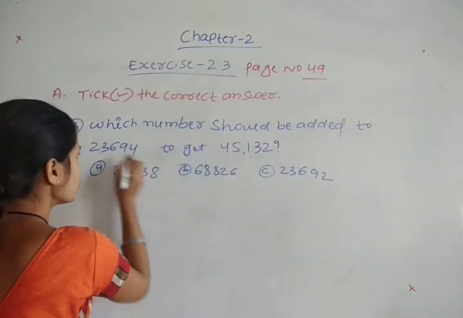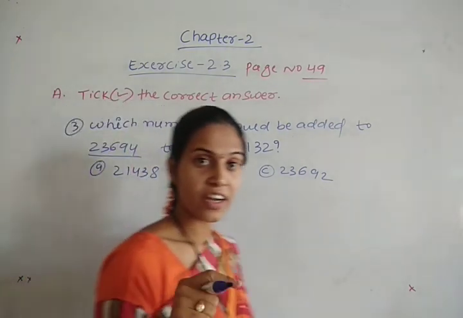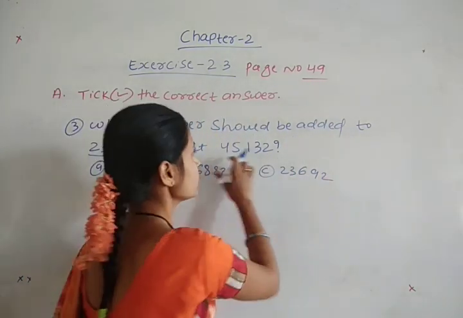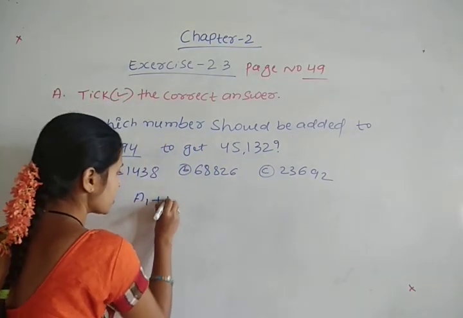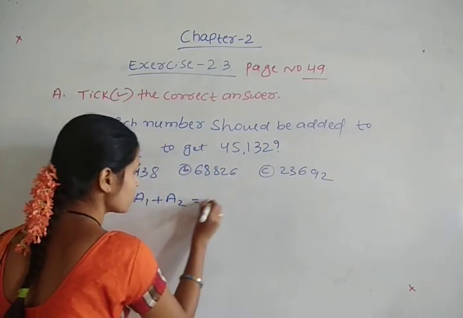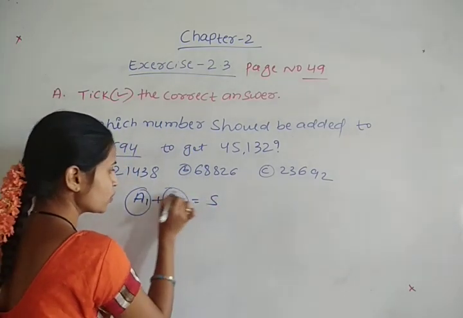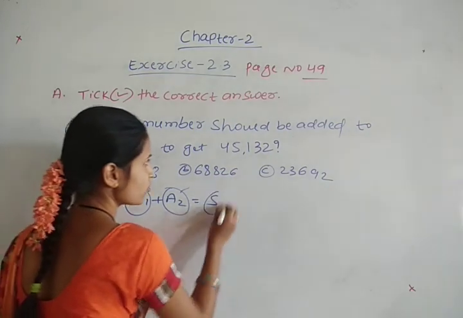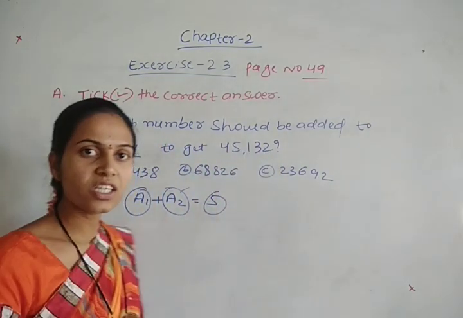In the question they have given you one addend, and they have asked you for another addend, and they have also given you the sum. So a1 plus a2 is equal to the sum. They have given one addend, but you don't know the other addend, and they have also given you the sum. This is the sum and this is the first addend. We need to find the second addend.